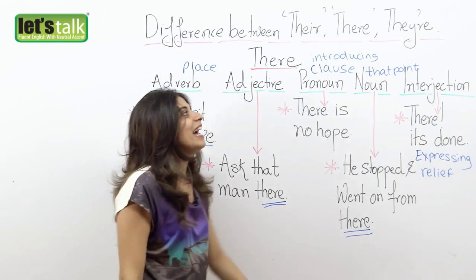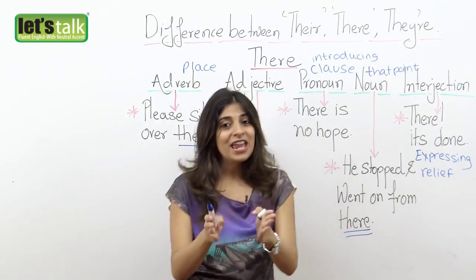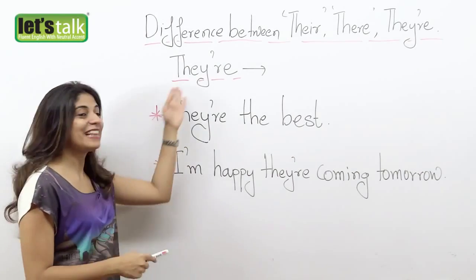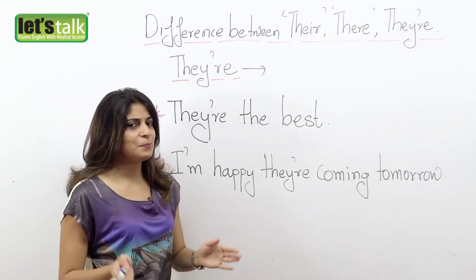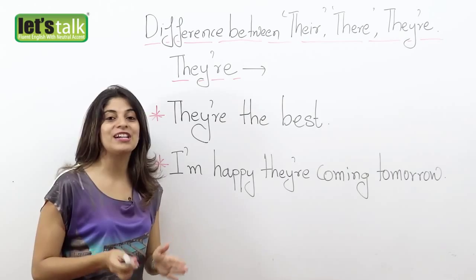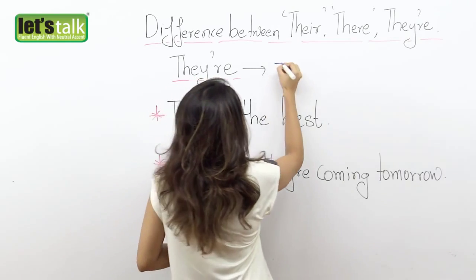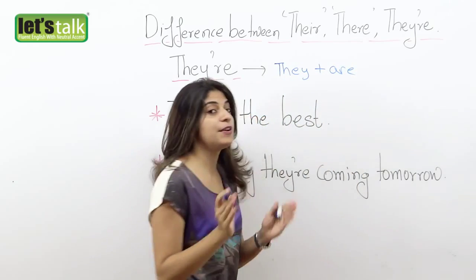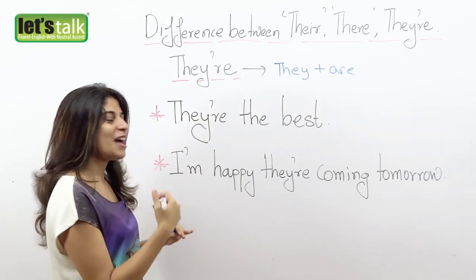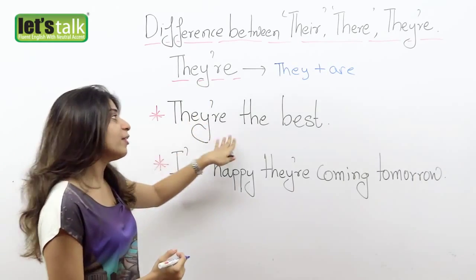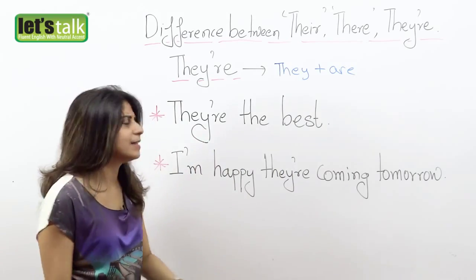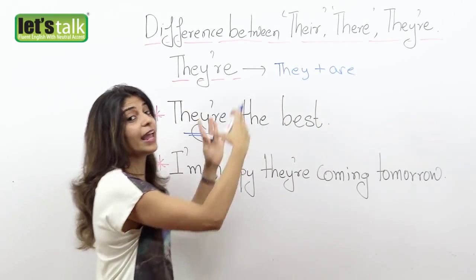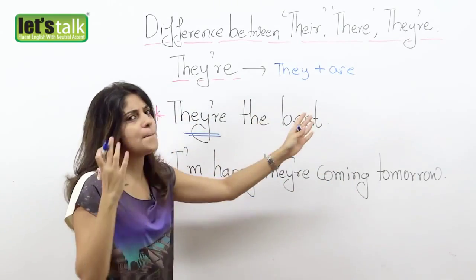And now let's have a look at the word they're. So we will see how we use that. Now they're is pretty simple. It's the contraction of these two words, that is they and are. And it is pronounced as there. Let's have a look at examples over here. They're the best. So they're the best. So you are using the contraction of the words they and are. So rather than using they are the best, you are saying they're the best.